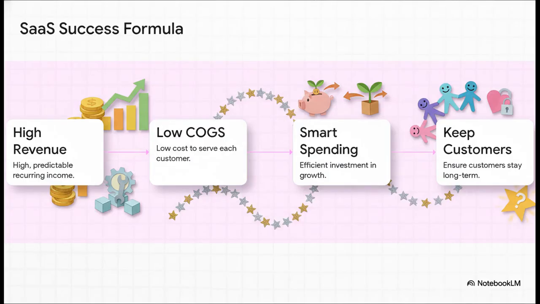So if we were to boil this whole explainer down into a simple formula for success, this would be it. First, you need that high, predictable recurring revenue. Second, you need a really low cost to serve those customers, which gives you that beautiful high gross margin. Third, you spend that margin smartly to keep growing. And fourth, maybe the most important ingredient of all, you need customers who love your product so much they stick around for a long, long time.